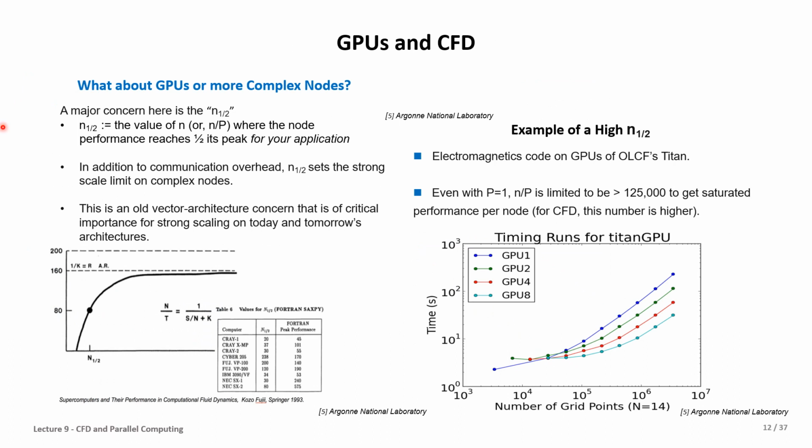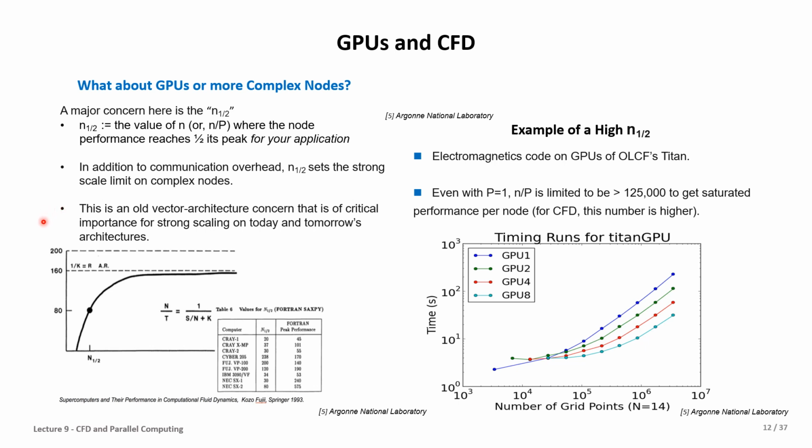Here are some points regarding the GPU and CFD. In the CFD, we have a concern about N sub half, which is related to the time. It's the value of N or N to P where the node performance reaches half its peak for your application. Assume we have a time step. When we have half of the time step, it means N sub half. In addition to communication overhead, N sub half sets the strongest scale limit on complex nodes.